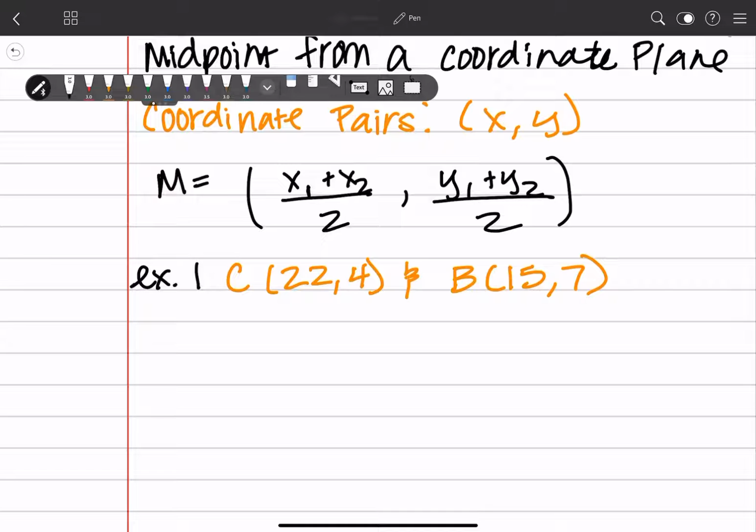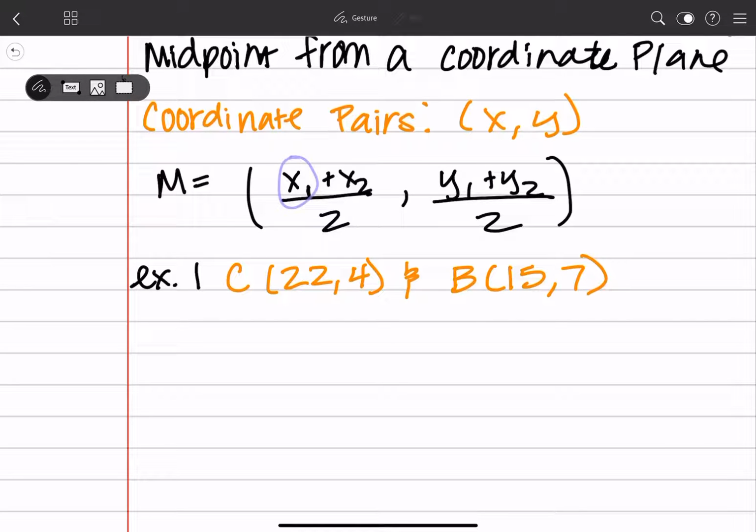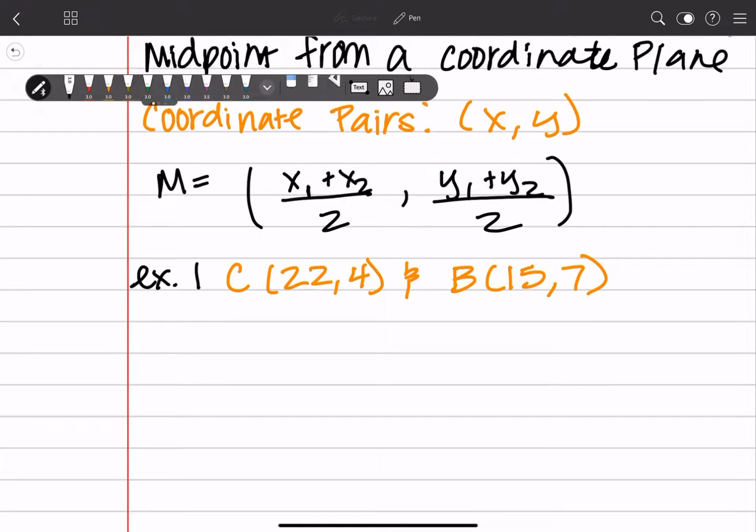So let's do example 1. You've got the values of C at (22, 4) and B at (15, 7). So you've got some line segment CB, and we need to find the midpoint of it. The first thing that I like to do is label which one's my 1 point. So that's what this 1 right here says. It's my X value from your 1 point, Y value from your 1 point. This one, your X from your second point, your 2. Your Y from your second point. So we're going to go ahead and write it in.